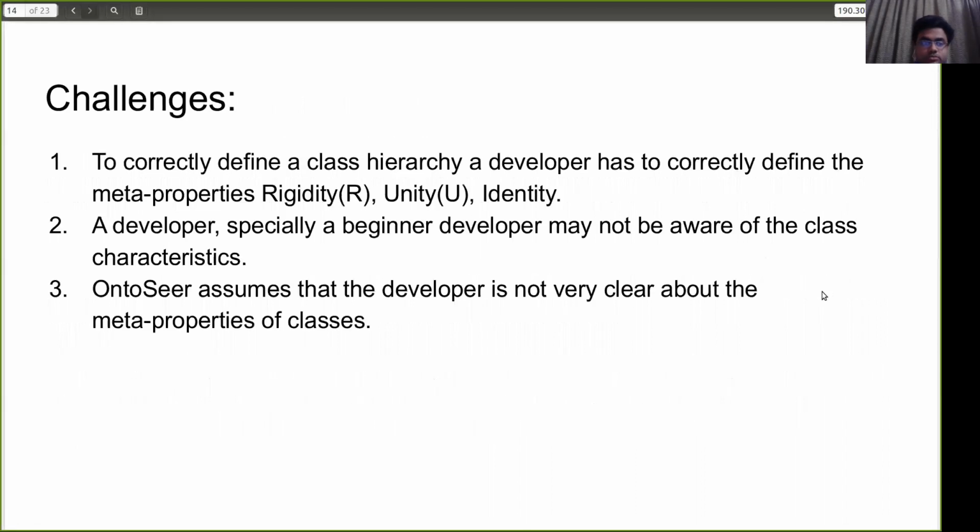Now, challenges. To correctly define a class hierarchy, a developer has to correctly define all the meta properties: rigidity, unity, and identity. A developer, specifically a novice one, may not be aware of these class characteristics. Ontosphere assumes this and does away with these challenges.